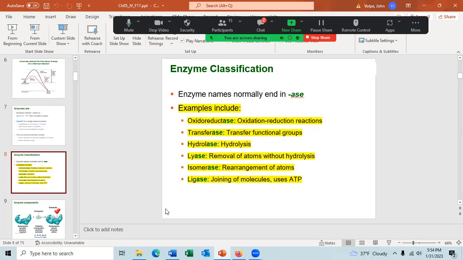160. What the heck was that? Catocalase?